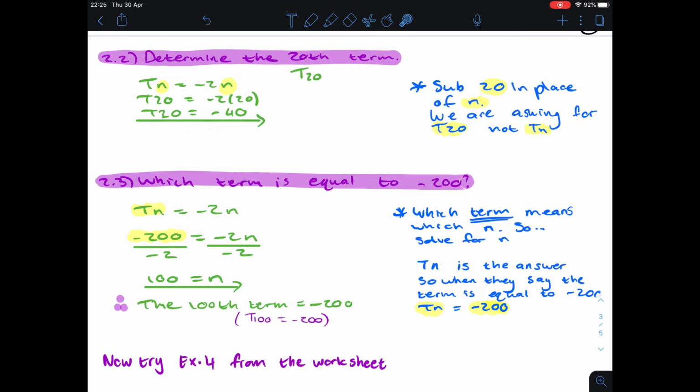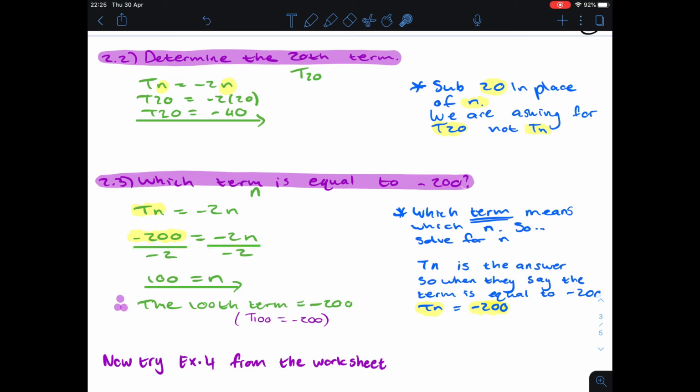Then, the third question will be something like, which term is equal to negative 200? So I want to know which term, so how many terms I actually have to write out before I get to negative 200. So the whole Tn will be equal to negative 200. And then it's equal to my negative 2n. So what I'm going to do is solve for n. So if they ask you which term, they want to know which n. So I'm going to now try and get rid of this negative 2. And by inverse operations, I will divide by negative 2.